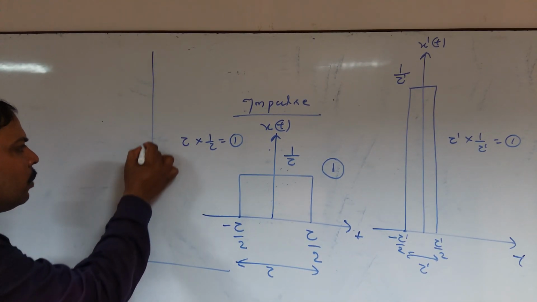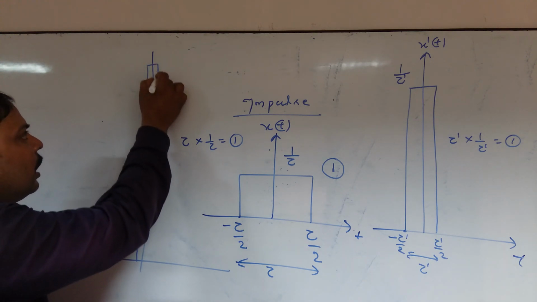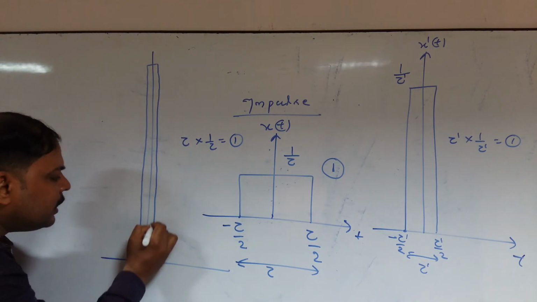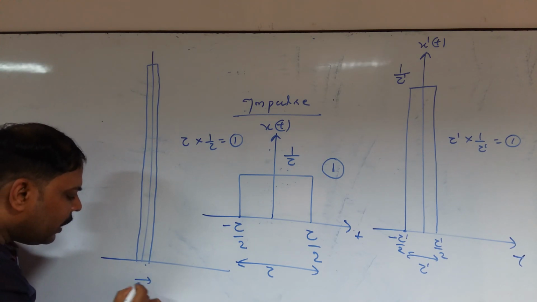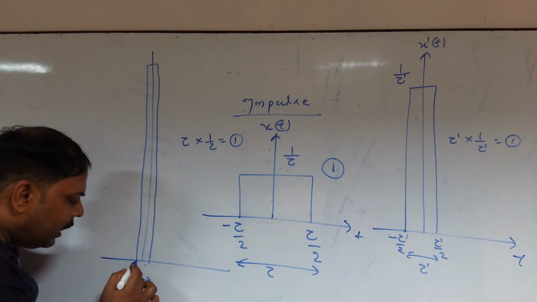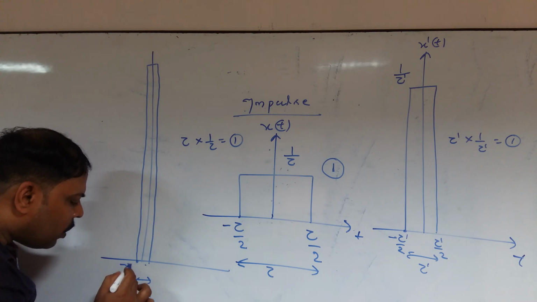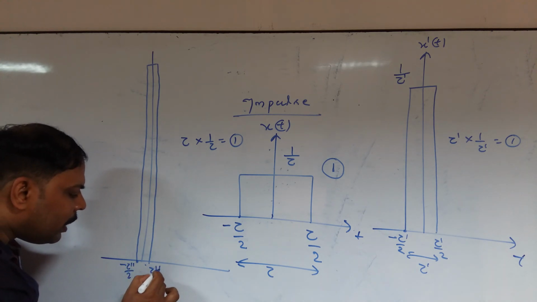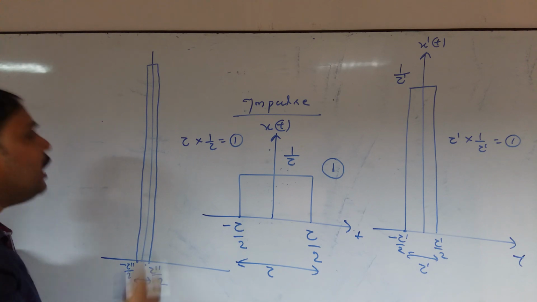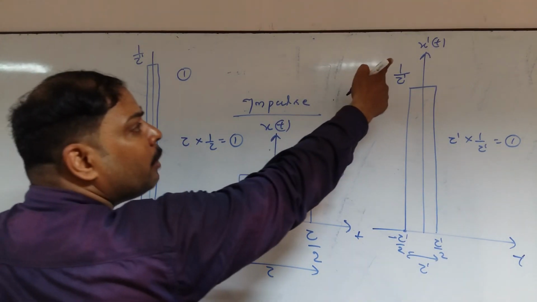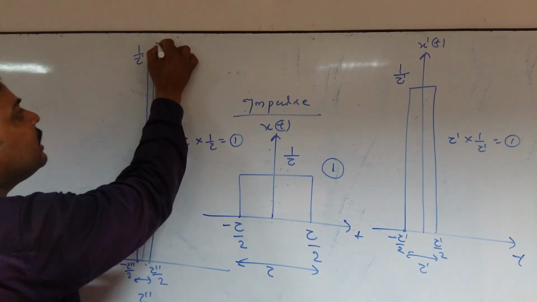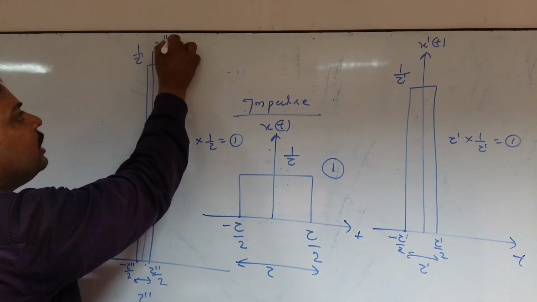This is the width which I have made. This is a very small width, a very narrow width. Suppose this width you call tau double dash. Definitely this point becomes minus tau double dash by 2 to tau double dash by 2. And this height will definitely be 1 by tau double dash so that the area becomes 1. Suppose this signal you mentioned as x dash of t, this signal you can mention as x double dash of t.